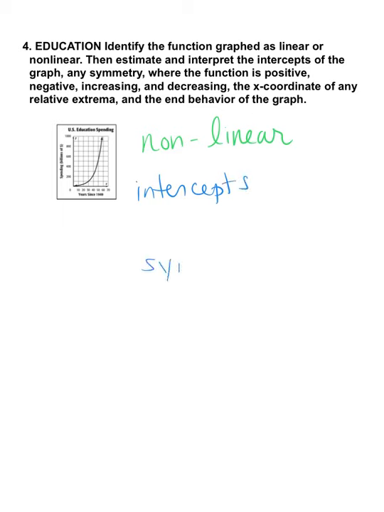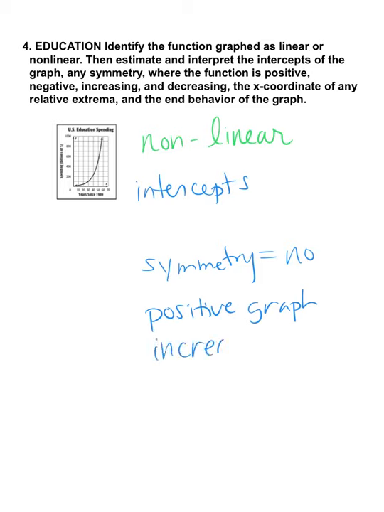But does this graph have any symmetry? No. There's no way I could fold this graph and it would be equal on both sides. Is this going to be positive? Yes, because it's above the x-axis, right? So positive graph. If you read it from left to right, is it increasing or decreasing? Increasing. So you don't have to write decreasing because it's not doing any decreasing. You're not reading it from right to left, you're going left to right. You don't have to say negative because it's not below the x-axis.